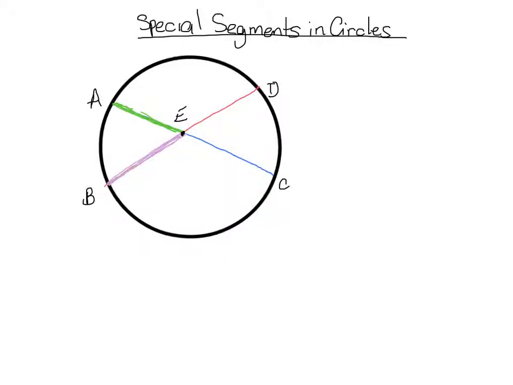In this video, we're going to be talking about special segments in circles. So we're going to first start off by looking at chord segments, then we're going to look at secant segments, and finally we're going to touch upon tangent segments.